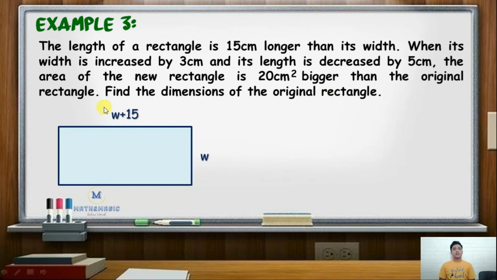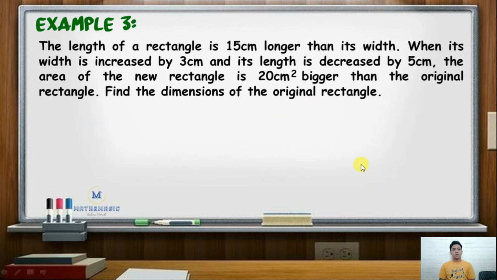Here we have the original rectangle where L is the length and W is the width. Meanwhile, as stated in the problem, if we will adjust its dimensions such that the original length will decrease by 5 centimeters and the width is increased by 3 centimeters, the new rectangle would be like this. Next, we will now form our working equations. In the first statement, the length of a rectangle is 15 centimeters longer than the width. When expressed in symbols, it would be L equals W plus 15.